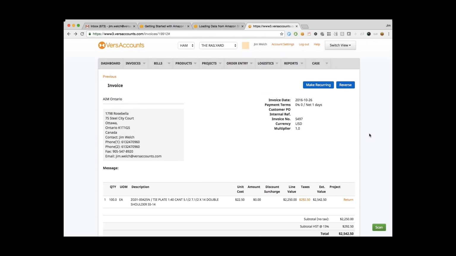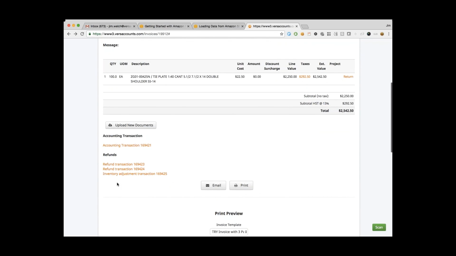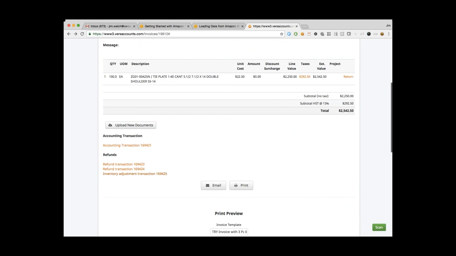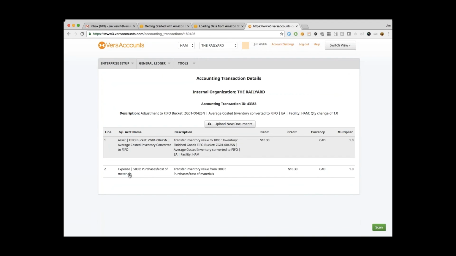Reload the page. We show our second return here, that it's a refund, and we're also returning something to inventory. So it's sort of two transactions that are taking place. The first one will be identical to what we did the first time. The second transaction is related to the inventory adjustment, and that's going to take $10.30, your material cost, from your expense account and put it into your inventory account.